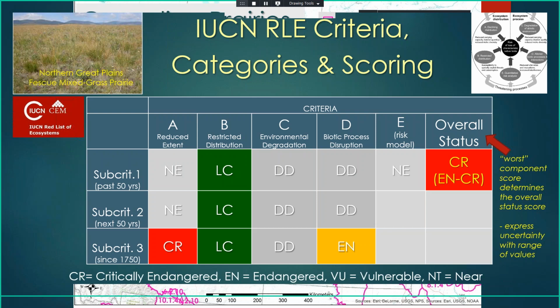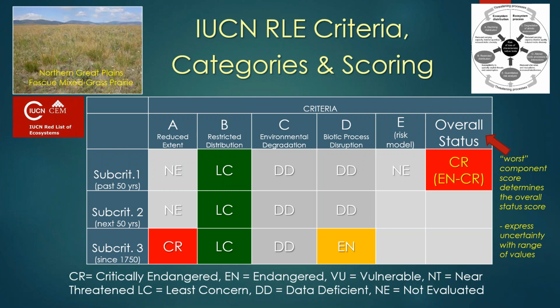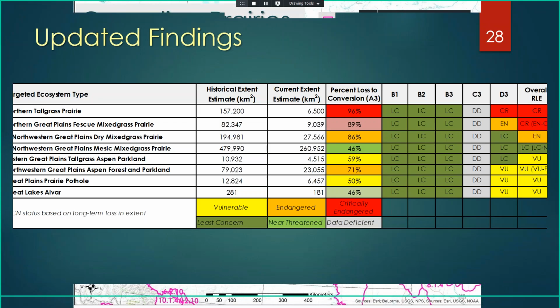The Red List framework allows us to cope with our uncertainty by expressing a range of scores. So in this case, we'll say, yes, we're still uncertain about how solidly we've crossed the critical threshold. So we'll say it's critically endangered, but it's between endangered and critically endangered, with that in parentheses here. So that gives you a sense of a walkthrough of the component analyses for the individual ecosystem types.